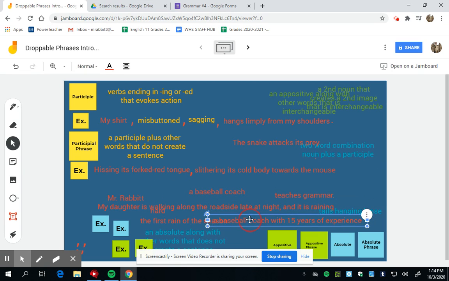Its cold body towards the mouse, comma. And then obviously disregard the capital letter there. The snake attacks its prey. So there, I actually have a sentence that contains 2 participial phrases. Both of them I can remove and get rid of from the sentence if I needed to, but that is what a participial phrase will look like.